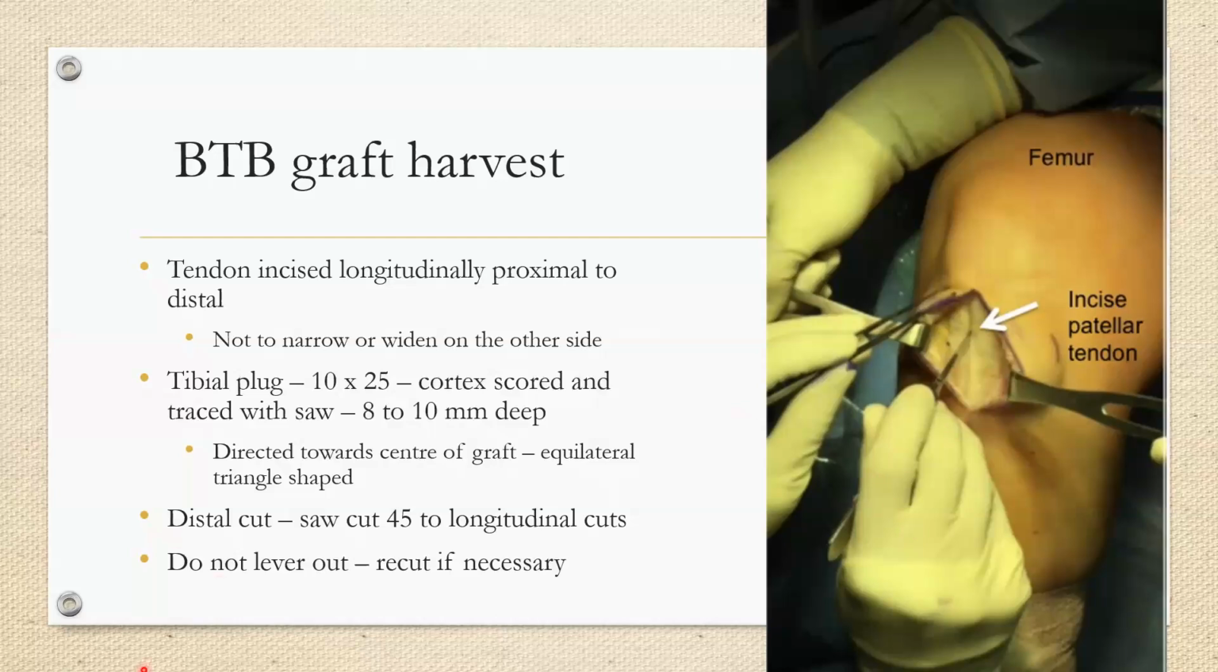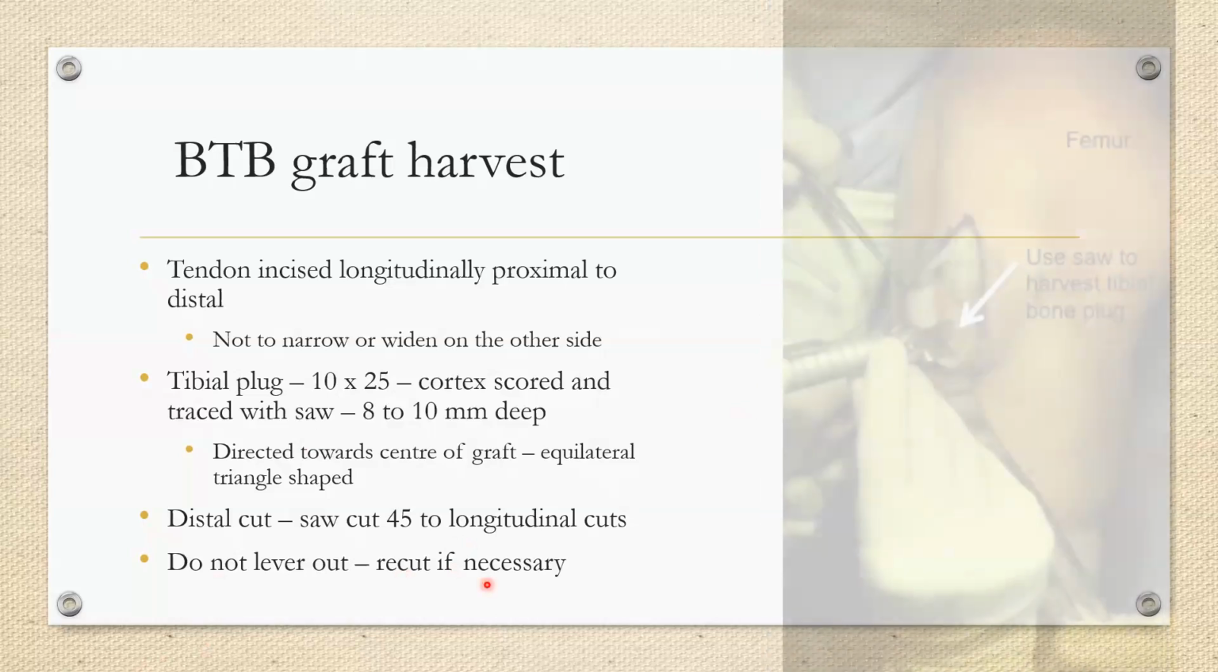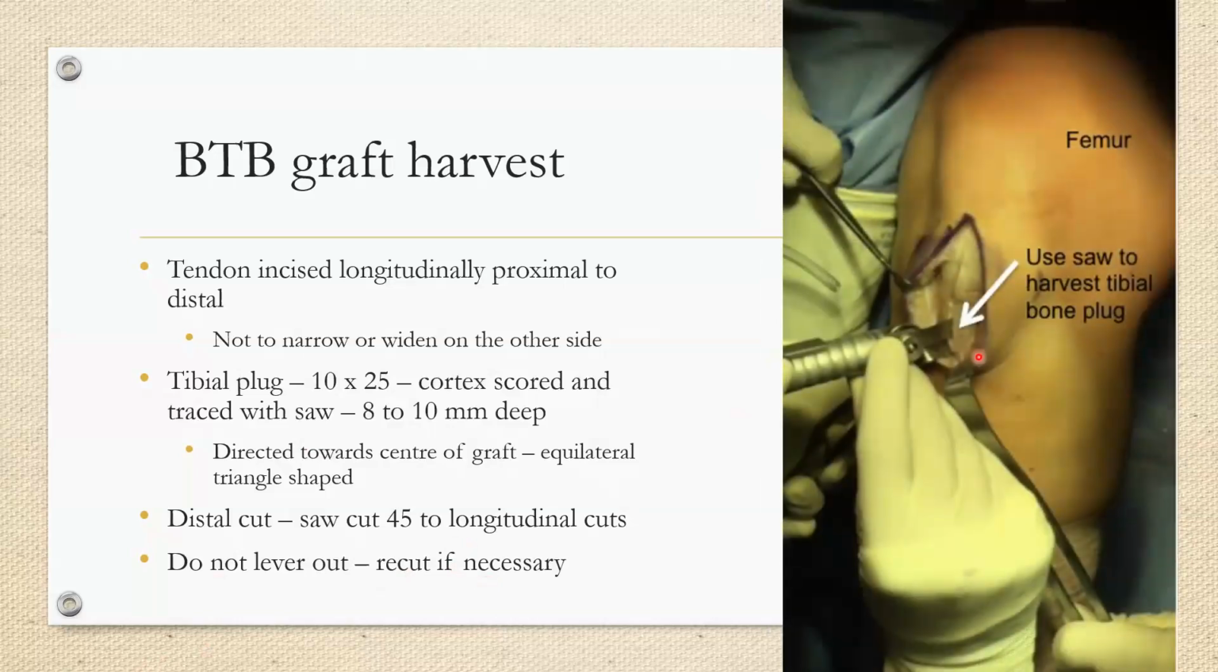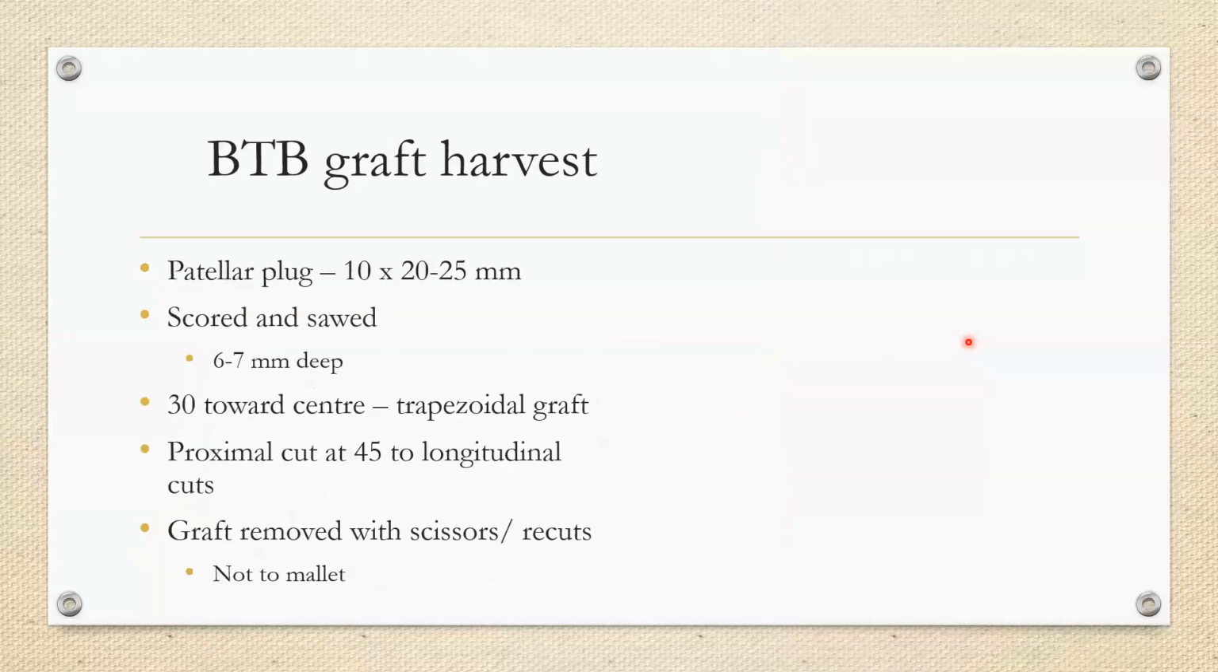The distal cut is also advisable to be directed 45 degrees to the longitudinal cuts so as to avoid a stress riser at the harvest site. The graft should be either cut or osteotomized to remove. It shouldn't be pulled out. Levering out can cause increased risk of fracture of the graft or the surrounding tibia. Hence, recut with the saw if necessary. Do not lever out. As you can see, the tibial tuberosity cut is being made.